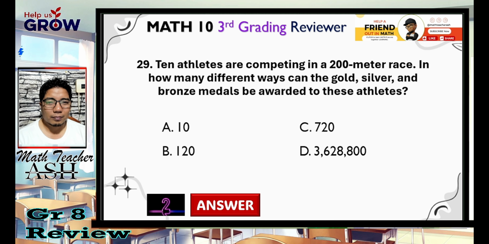Alright, my dear math learners, this is an example of a permutation. N objects taken r at a time. The n here is 10 athletes. The r here will be the gold, silver, and bronze, and that is 3. So 10 objects taken 3 at a time. So if that is the case, then you just get 3 numbers from 10 and you multiply them together. So 10 times 9 times 8, and the answer for that is letter C, 720. Let's check whether we are correct. Alright, easy, right? Now let us go to question number 30.